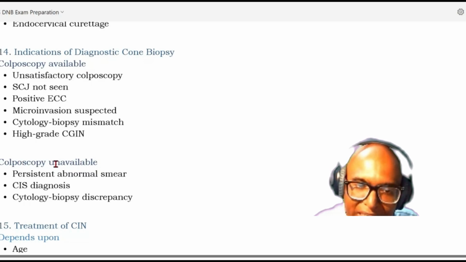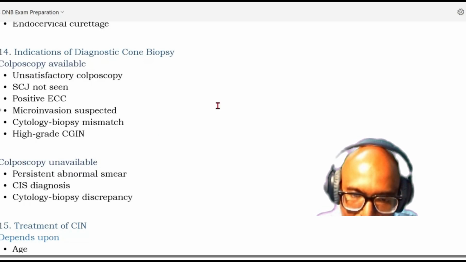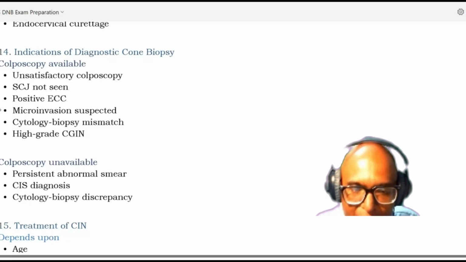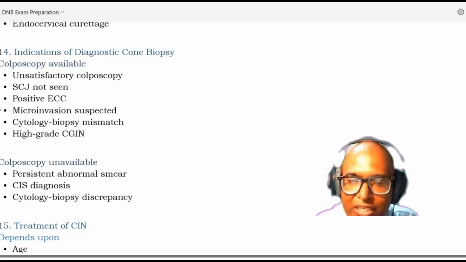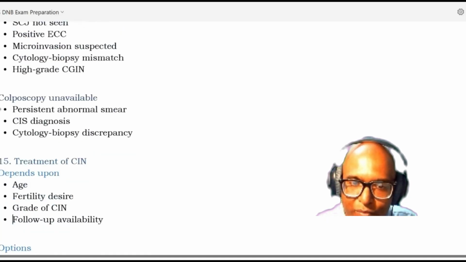If colposcopy is not available, then persistence of the abnormal smear, carcinoma in situ as your diagnosis, or cytology and biopsy discrepancy. In that particular case, you can go for diagnostic cone biopsy.